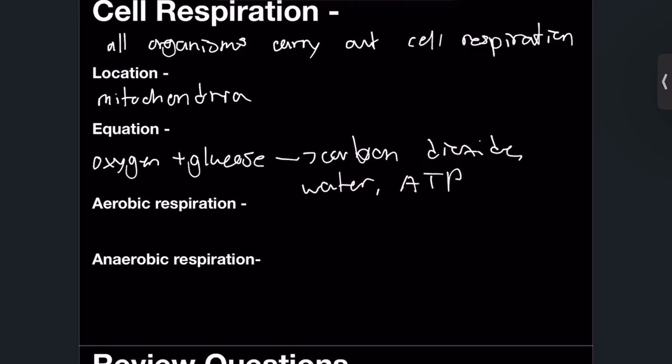ATP is really the most important part of cell respiration, because ATP is the energy that will be used for all other processes throughout. So the entire point of cell respiration is to create this energy to be used.